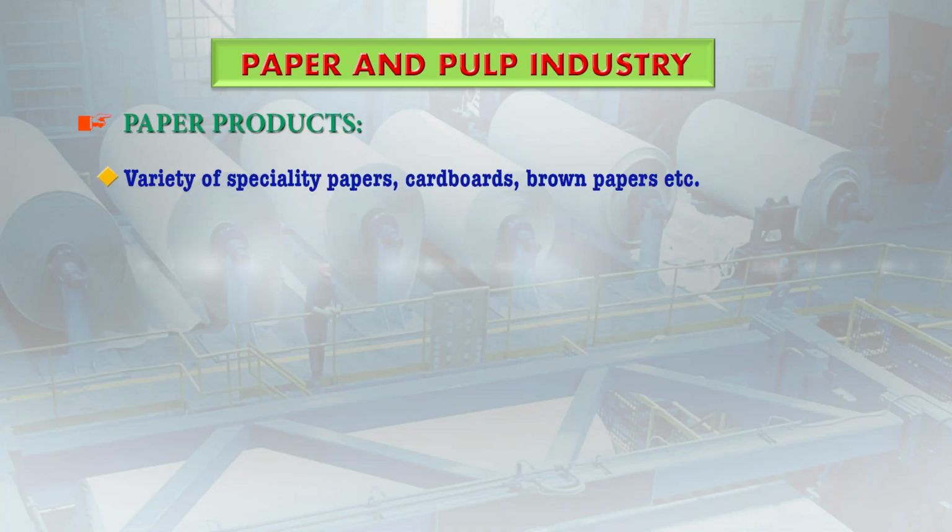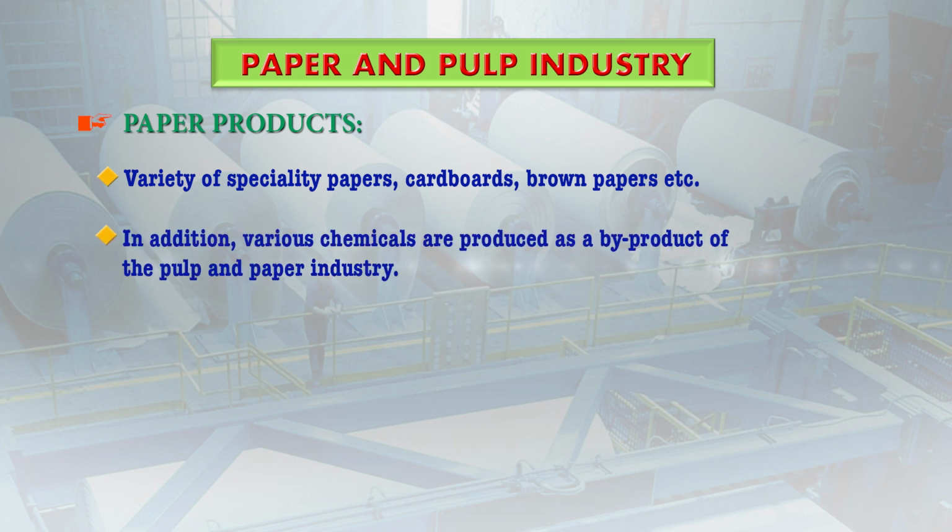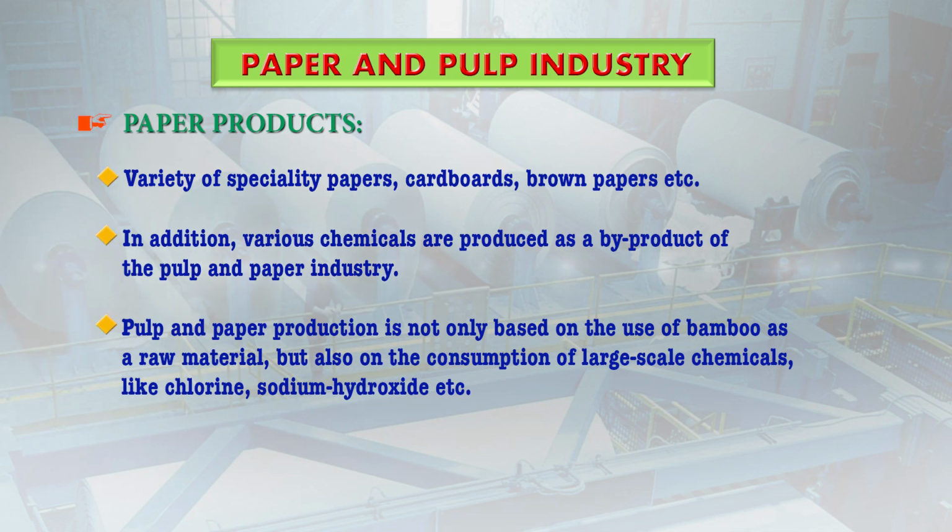Now coming on to the paper products, we have a variety of specialty papers, and we have cardboards and brown papers, those that go into the manufacturing, as I told you, of the calendars, the diaries, and also the greeting cards and so on. In addition, various chemicals are produced as a byproduct of this industry alone. So paper and pulp production is not only based on the use of bamboo as a raw material, but also on the consumption of large-scale chemicals, like chlorine, sodium hydroxide and so on.